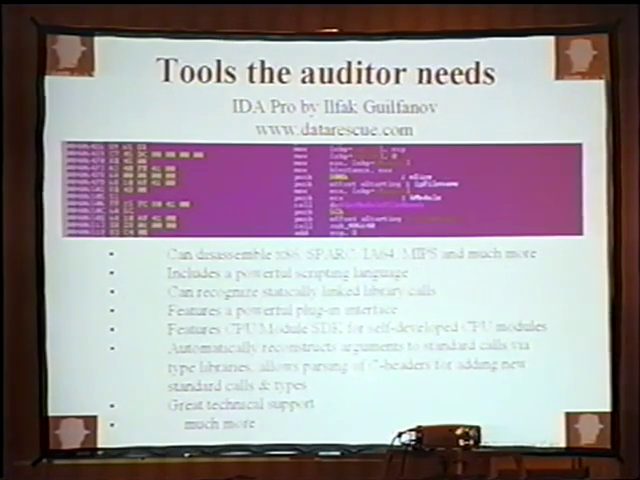All the DSL modem code is running on that. Then it includes a powerful scripting language, which is very good if you're lazy. It can recognize statically linked library calls, so you don't have to go around identifying string copies. It features a powerful plugin interface, which is very, very cool because you can have full access to the disassembly database using C or, if you feel like a real programmer, C++. It automatically reconstructs arguments to standard library calls. You feed it a C header file and it generates defines, so you can replace stupid hex values in the disassembly with real text.